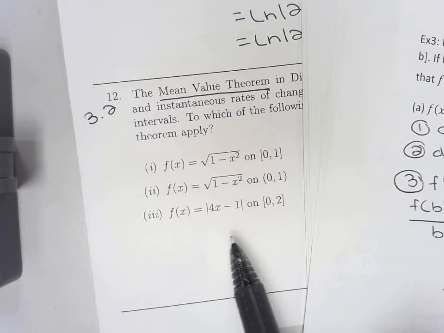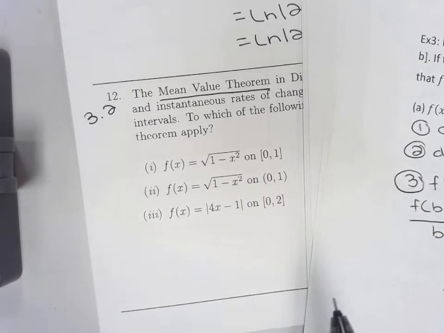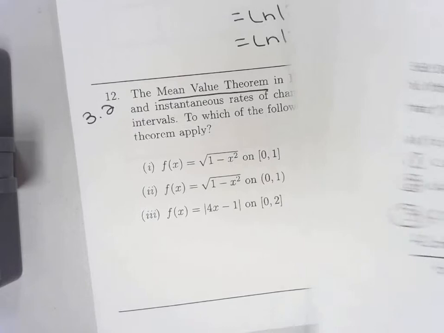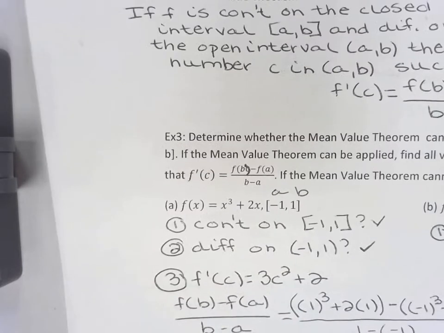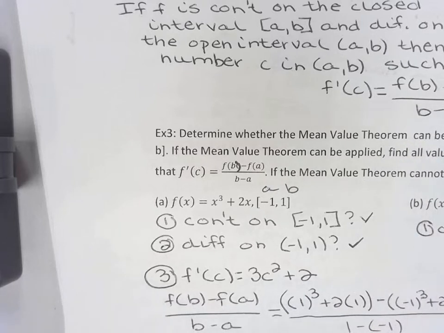And 3, is it continuous? This is 4x minus 1, absolute value. And there's really not any restrictions on absolute value. You can take the absolute value of a positive or negative, so we're good with that. Next one, is it differentiable on the open interval AB? Then there exists a number C in AB such that f prime of C equals f of B minus f of A over B minus A. Let's try that and see where that gets me.